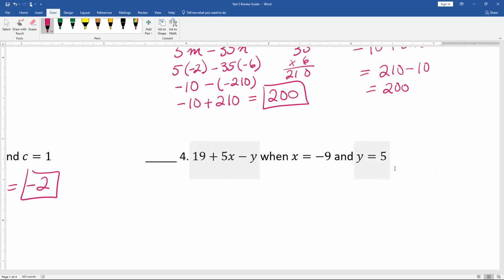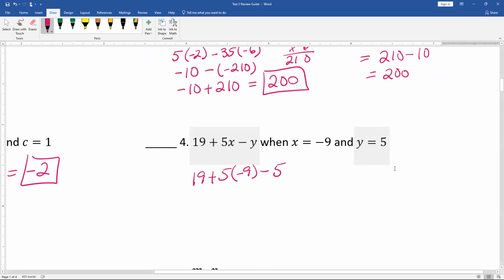Yeah, okay. All right, next one, 19 plus 5 times negative 9 minus 5. And y is positive, so I'm not going to bother with the parentheses. All right, what do you do next? Take care of that multiplication. What's 5 times negative 9? Negative 45 minus 5.